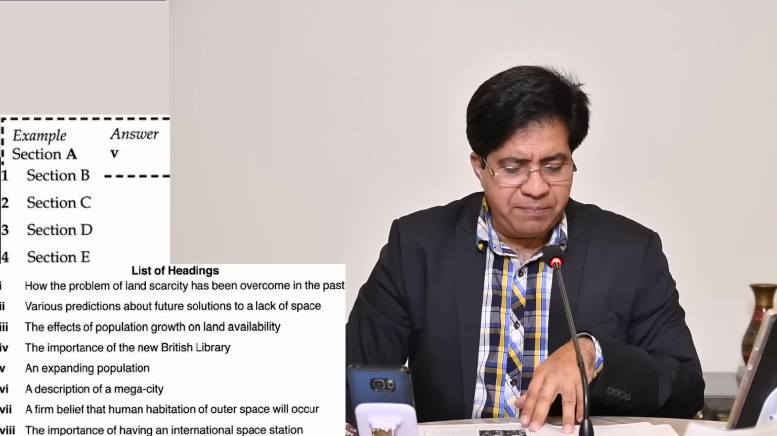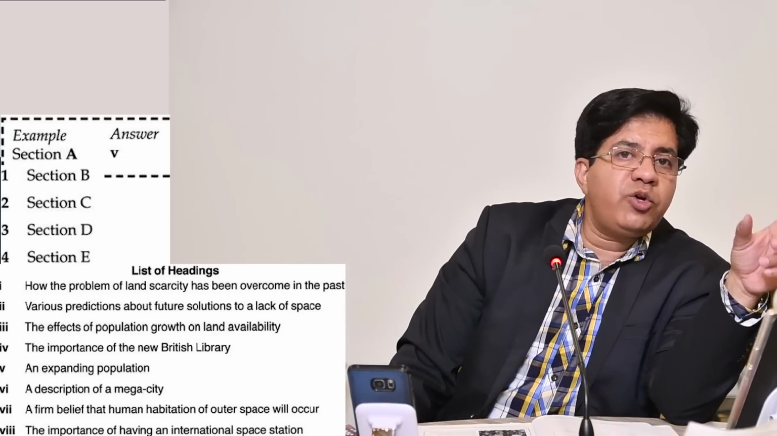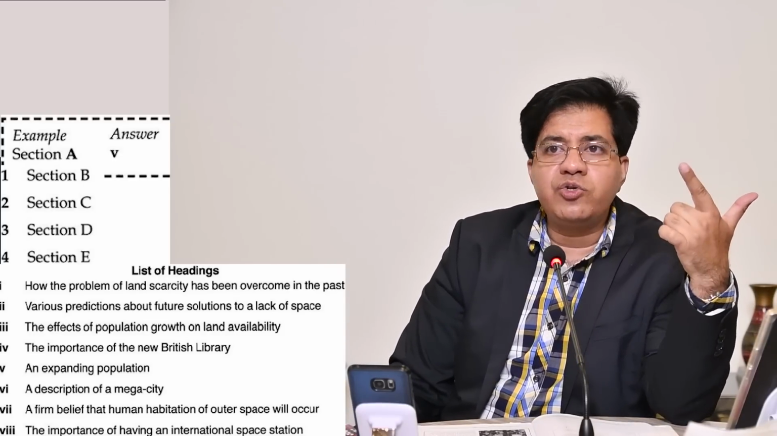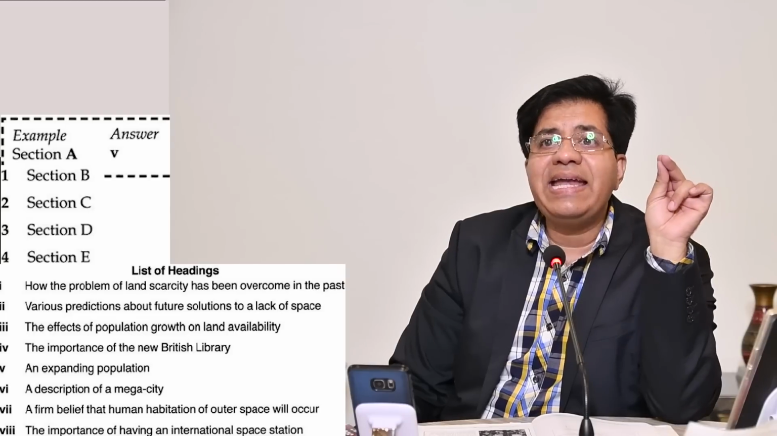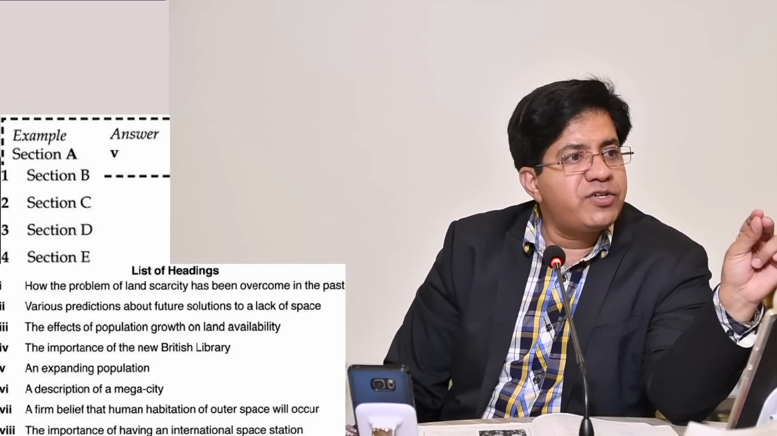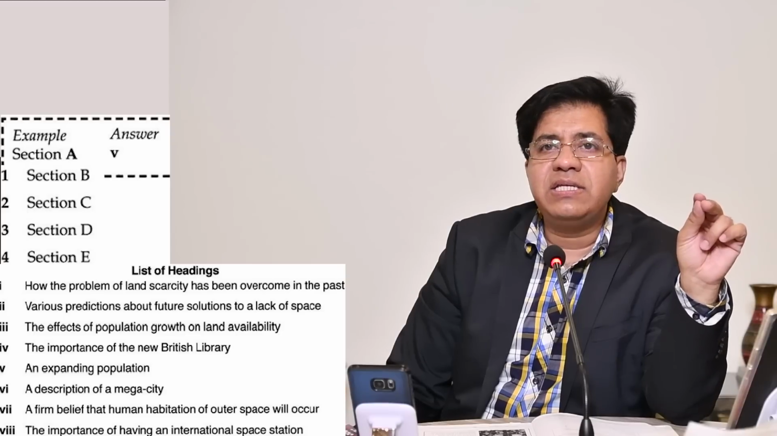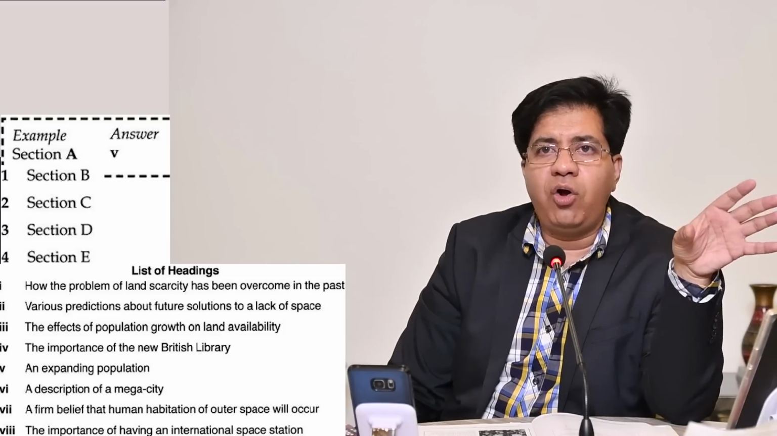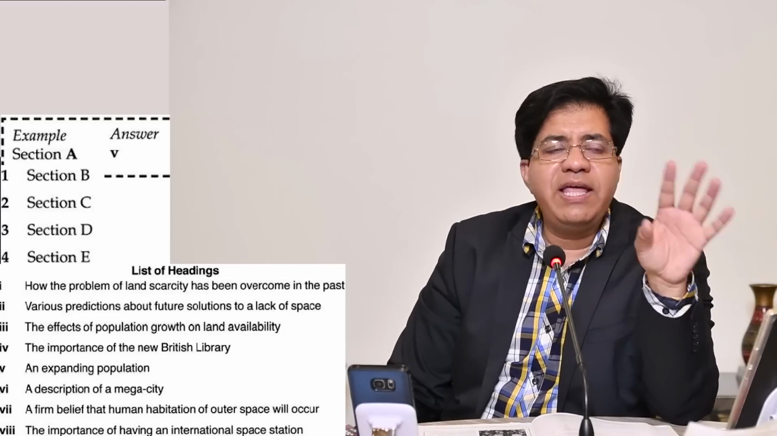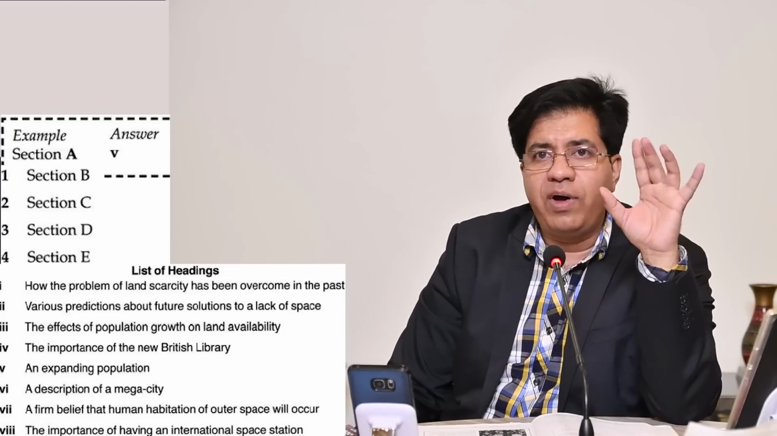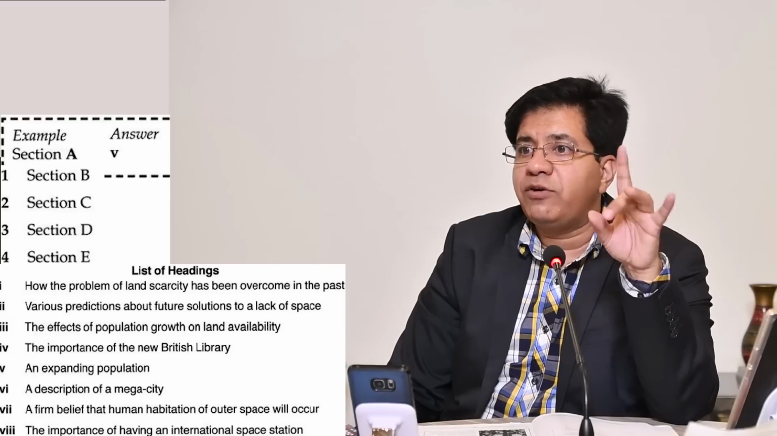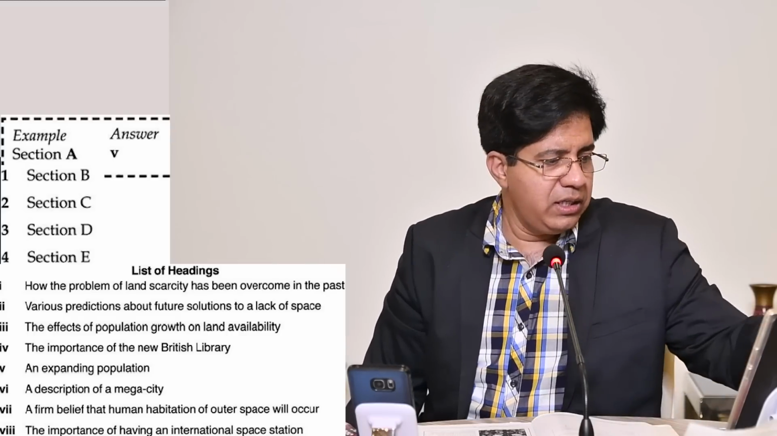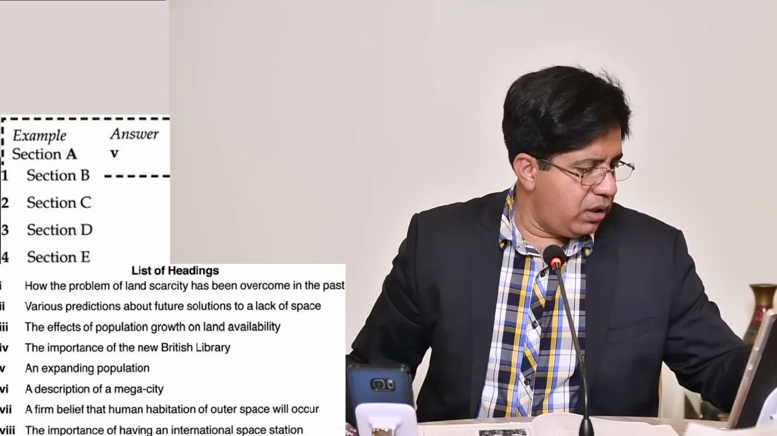So we look for that main idea. And one more thing, list of headings may come in section 1, section 2, or section 3 in academic reading. For general training reading, list of headings comes only in section 3, because sections 1 and 2 are short, and the paragraphs are short. There is never a list of headings in GT reading part 1 and part 2. It's only in part 3. But for academic reading, it can be in part 1, 2, or part 3. Okay? So, all right.